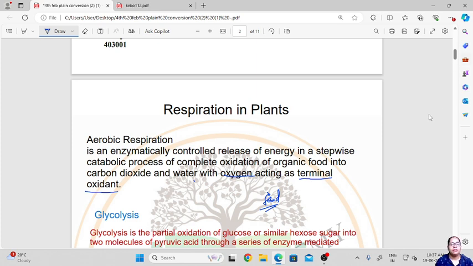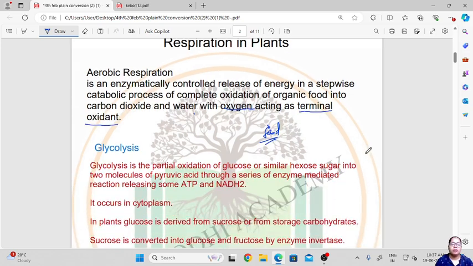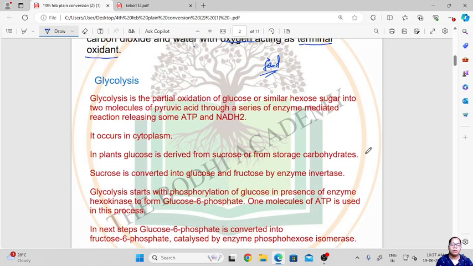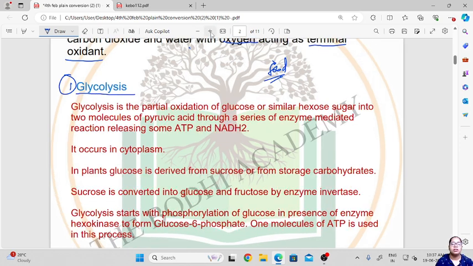As we know, aerobic respiration is a stepwise catabolic process, so it happens in different cycles. The first pathway through which aerobic respiration happens in plants is glycolysis. So this is the first way in which aerobic respiration happens in plants.